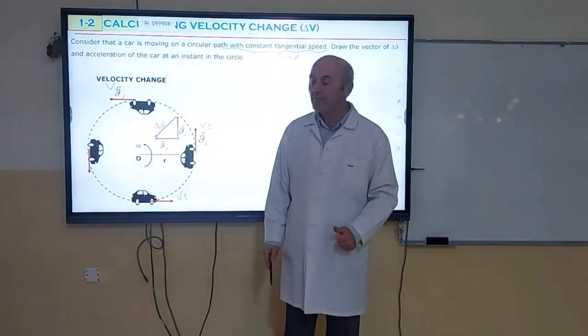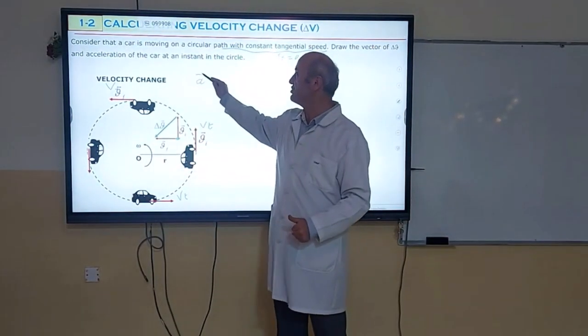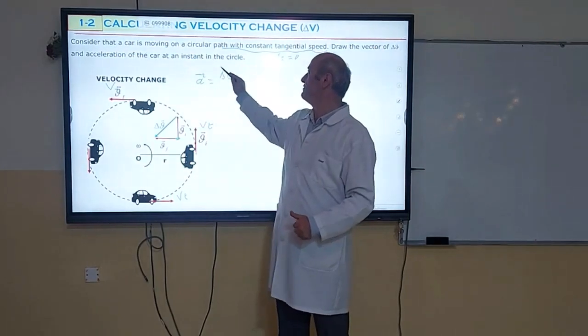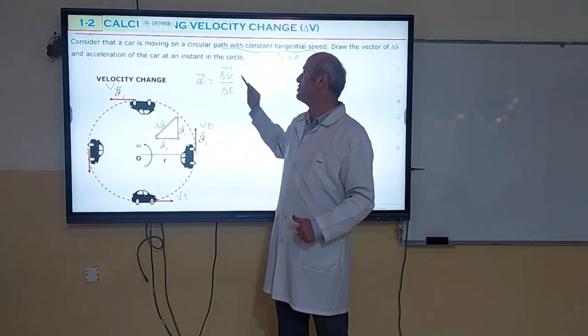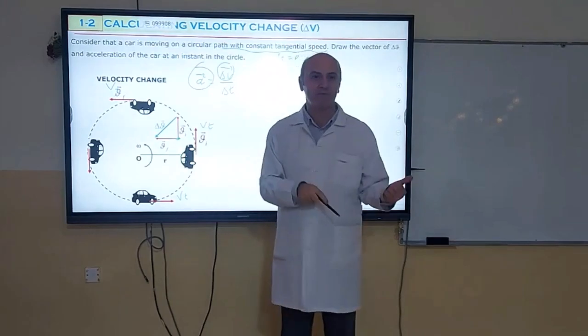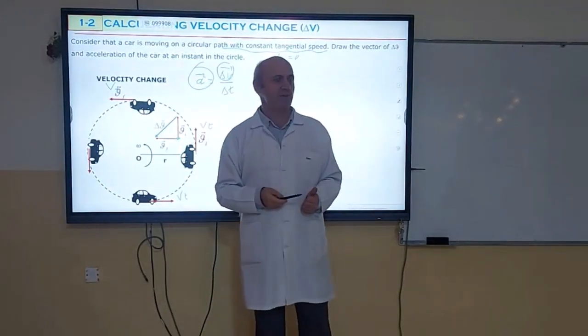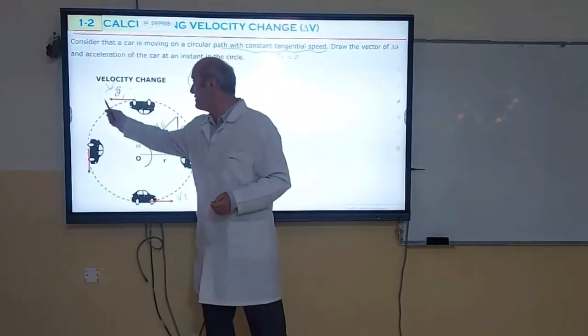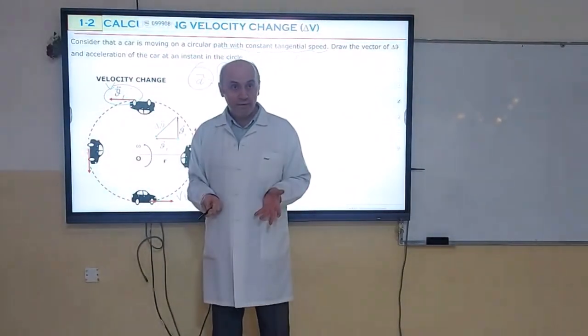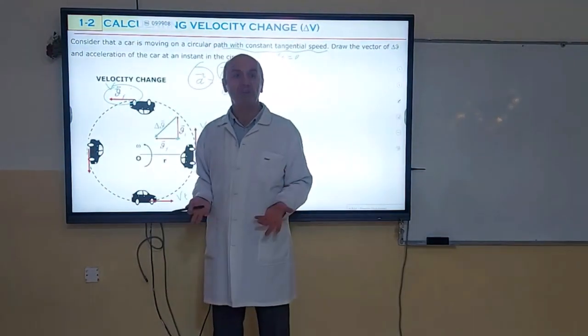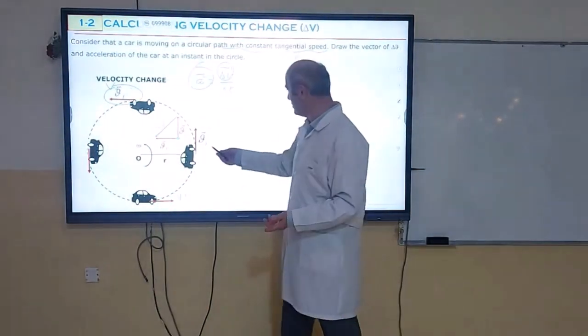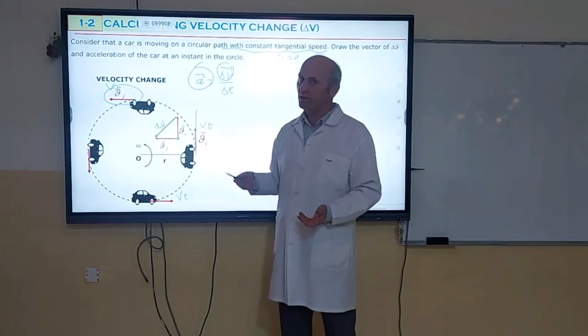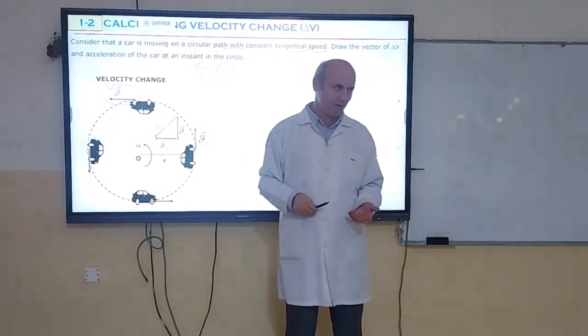According to the acceleration equation, delta V and acceleration are all the time in the same direction. Sometimes students get confused with this. Delta V and V are not the same. V is velocity, but delta V is the change in velocity. Velocity is tangent to the circle, but delta V is not tangent to the circle.